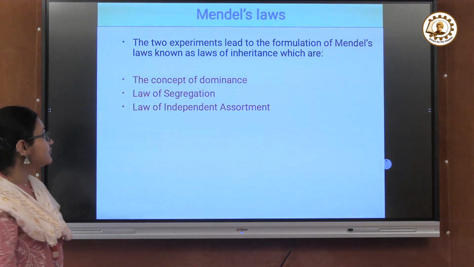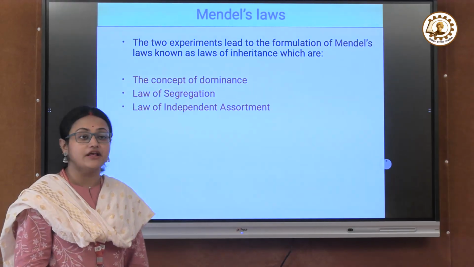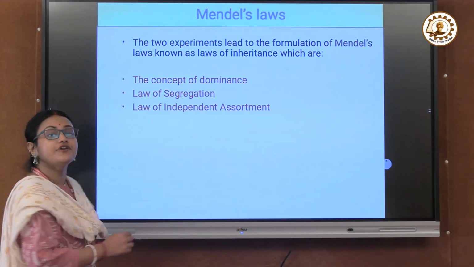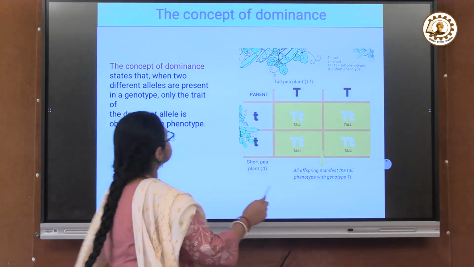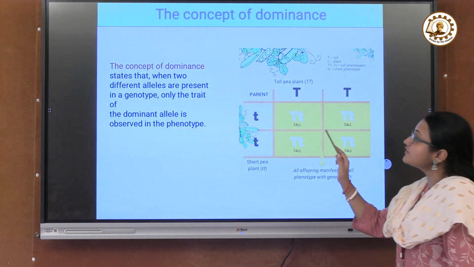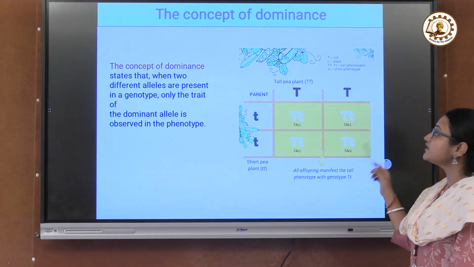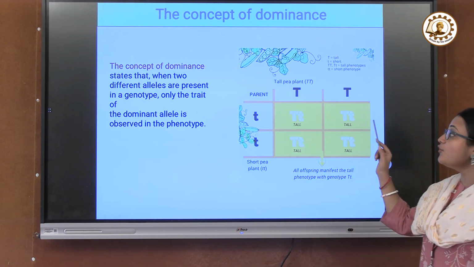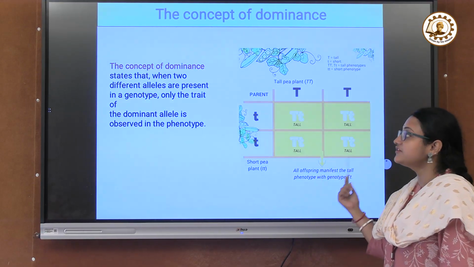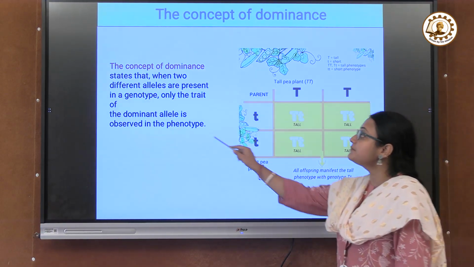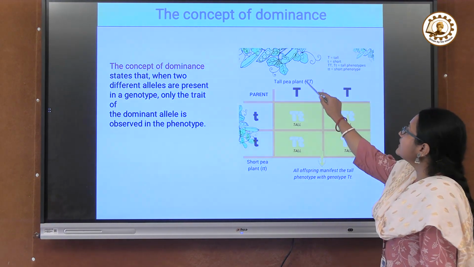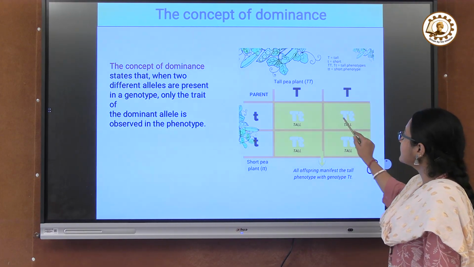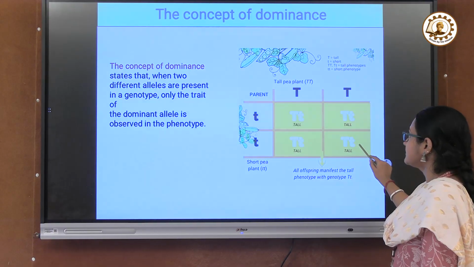So Mendel's laws. At first there was the concept of dominance, then the first law of segregation, and next the law of independent assortment. First, the concept of dominance. The concept of dominance states that when 2 different alleles are present in a genotype, only the trait of the dominant allele is observed in the phenotype. Here it is capital T, small t, and here capital T, small t, capital T, small t.